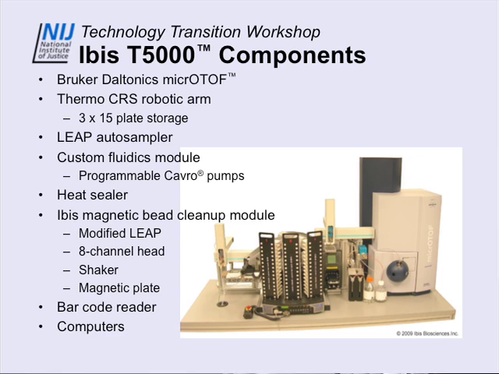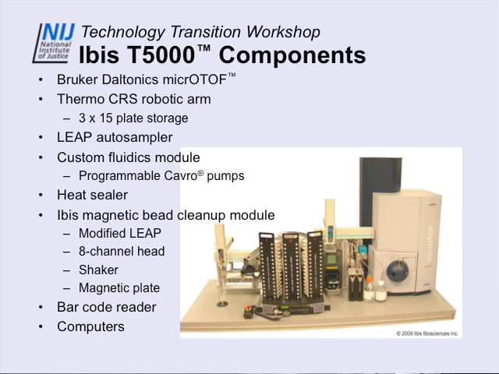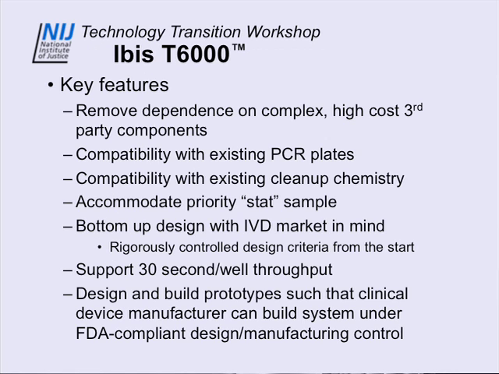You'll notice it's based on primarily third-party components. This instrument uses a commercially available mass spectrometer, a Thermo CRS robotic arm to move plates back and forth. We've got 2 LEAP autosamplers, one used as it was intended for directly injecting into a mass spectrometer. The other one we've hijacked and built a custom fluidics manifold, and it's on this module that we effect the desalting and the cleanup protocol. We use magnetic bead chemistry to desalt these oligos. All the plates, of course, have barcodes and are barcode read and tracked all the way through the system. And of course, there are computers both to control the hardware and to do the data processing.